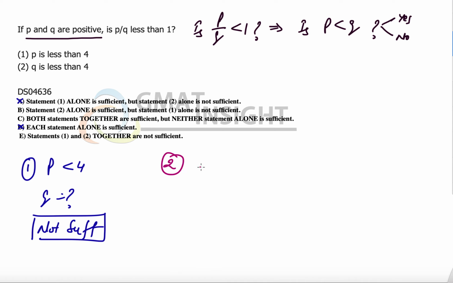The second statement says that Q is less than 4. Once again, it leaves us a vacuum for P. So not sufficient, because we don't know anything about P, so we can't compare P and Q. Not sufficient. Option B is also out.